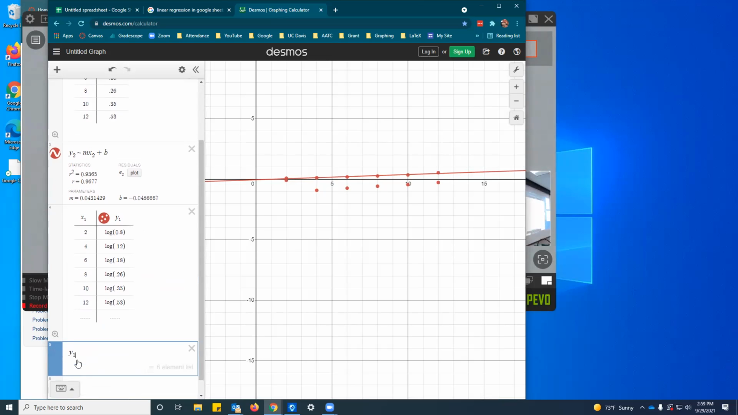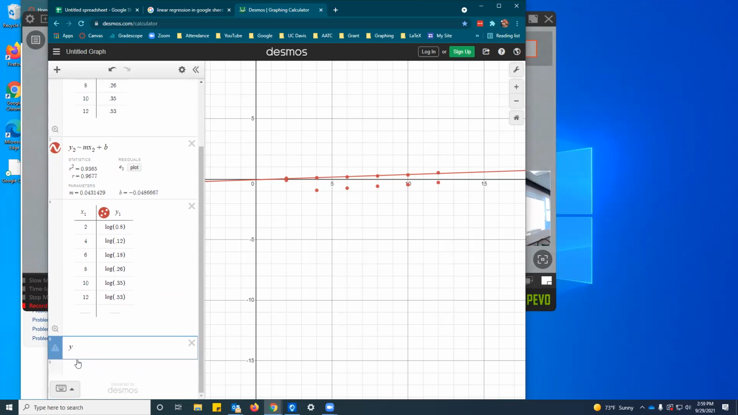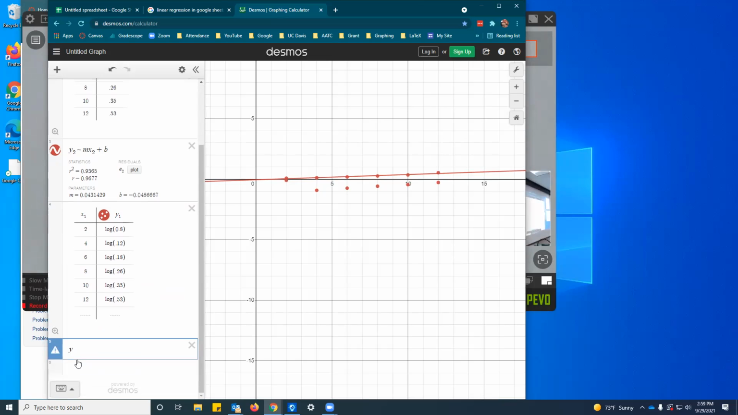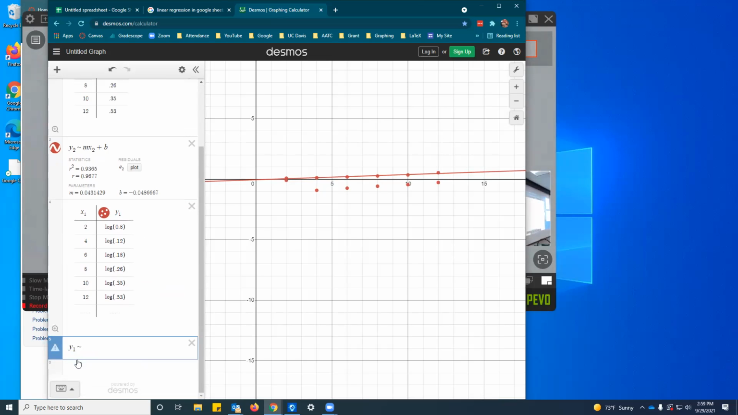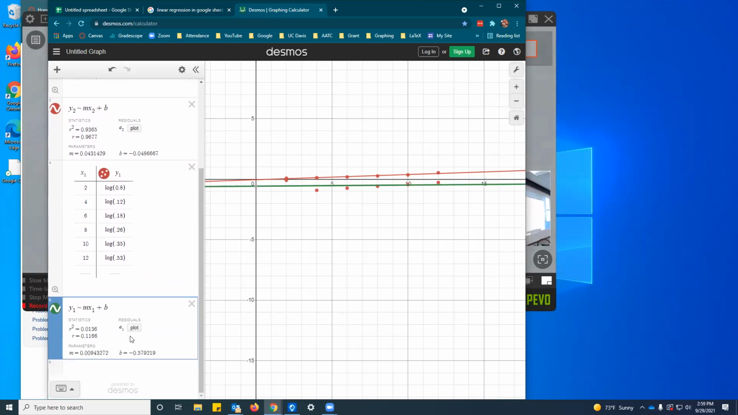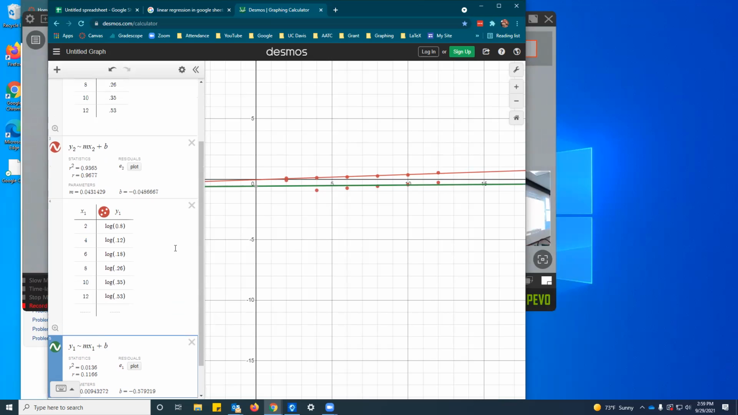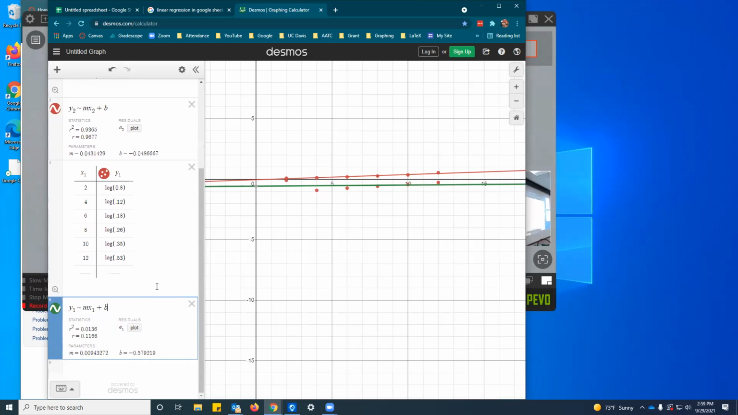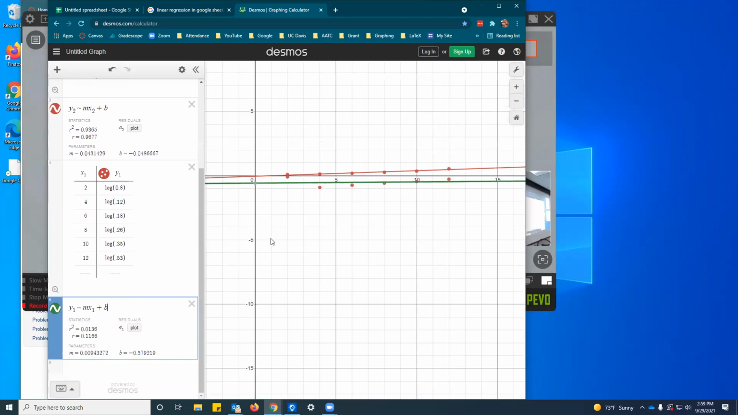y1 tilde m x1. Let's see. So why do those values seem very bad, right? That looks kind of wrong, I'm not gonna lie. I feel like maybe there's one value in it that's really off.